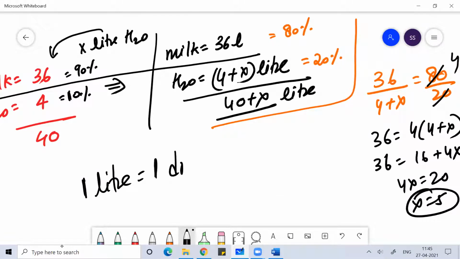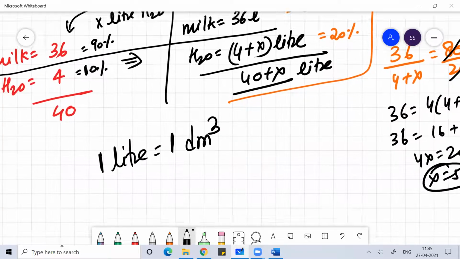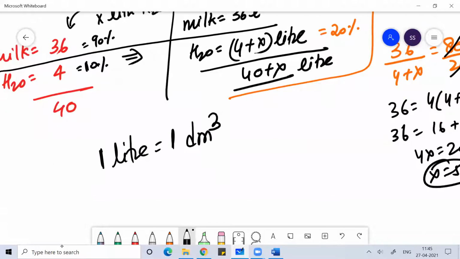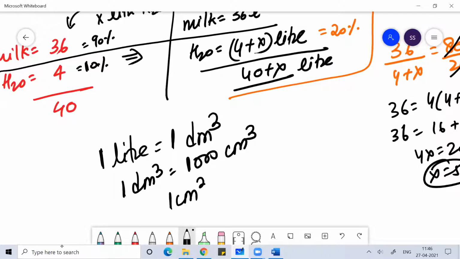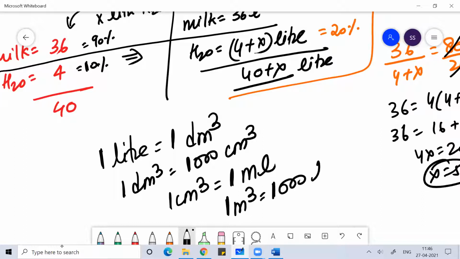Before I go further, remember one thing, guys: 1 liter is equal to 1 decimeter cube. You studied this in the 10th standard physics book. 1 decimeter cube is equal to 1000 centimeter cube, where 1 centimeter cube is equal to 1 milliliter. Remember, 1 meter cube is equal to 1000 liter or 1000 decimeter cube. Remember this very basic thing.